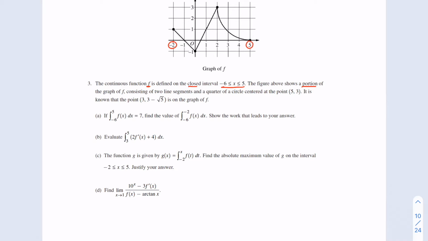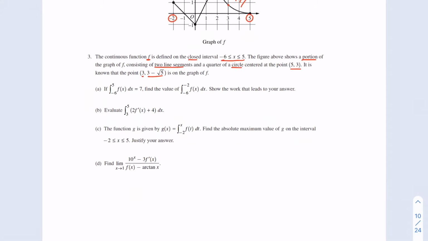It has two lines and a quarter of a circle, center at (5, 3). So that's a quarter of a circle. It is known that the point (3, 3 - radical 5) is here. Most likely when we have a piece of a circle on the graph and the equation of the circle is not given, you should know we are probably going to use the area to calculate the integral.